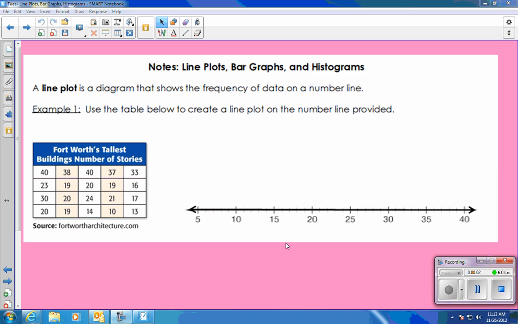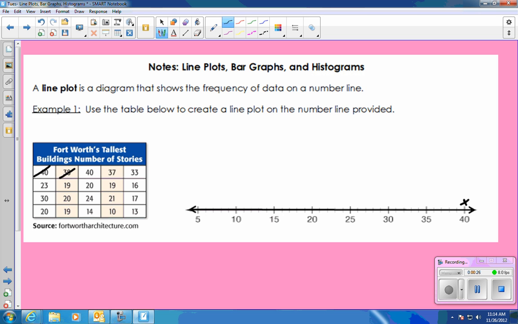This lesson is over line plots, bar graphs, and histograms. So the majority of this is actually review material, but the thing we'll talk about at the end, histograms, is a little bit new. So first of all, we're going to use this table to create a line plot on the number line. Remember, a line plot is a diagram that shows the frequency, how often something occurs, of data on a number line. So for 40, we're going to make a little x over 40.